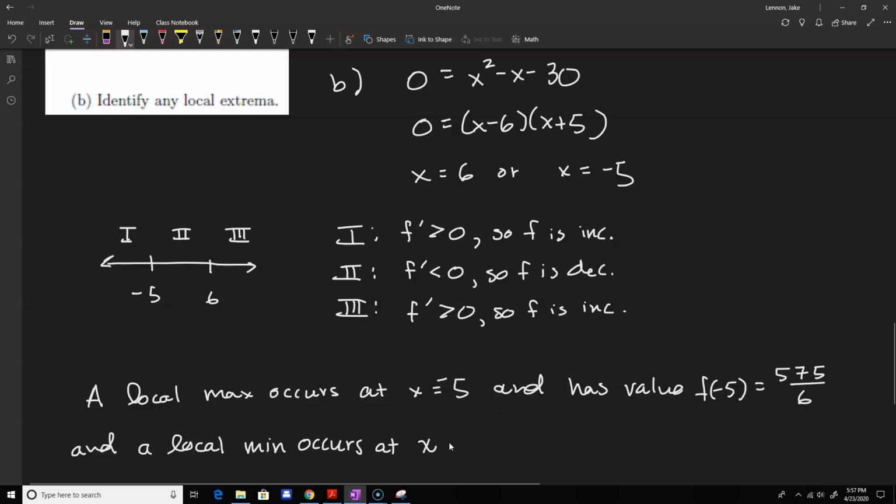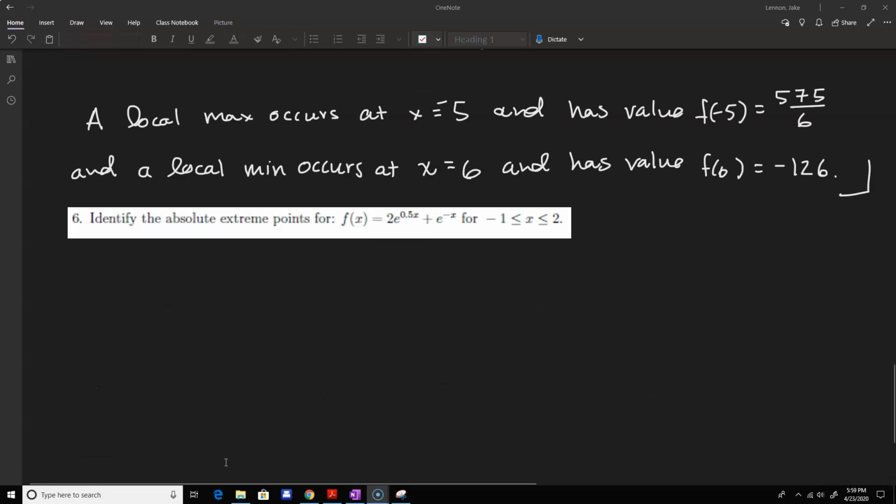And the local min occurring at x equals 6 and has value. We want to do the same thing there. We want to plug that back into the original function, f of 6. And let's see what we get. So 6 cubed over 3 minus 6 squared over 2 minus 30 times 6 comes out to minus 126. So that is it for finding the local extrema.